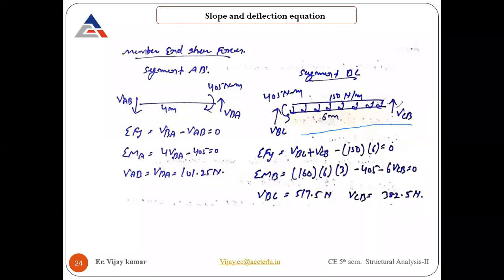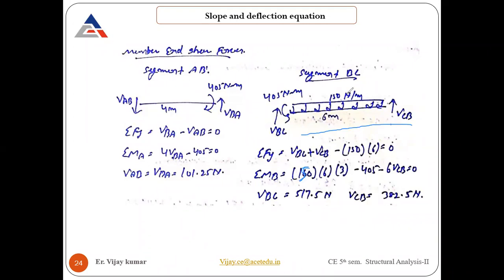Now take a moment about any of the support points. You can take point B or point C. Here I'm taking B. Sum of moment about B is equal to 0. 160 into 6 into 3. Actually, it's 150, not 160. It's a mistake. Let me correct it. It should be 150 here.